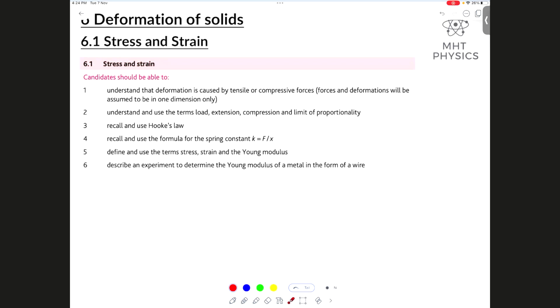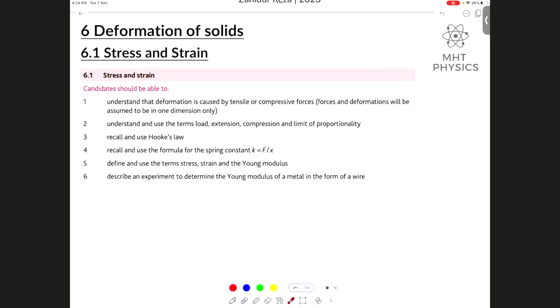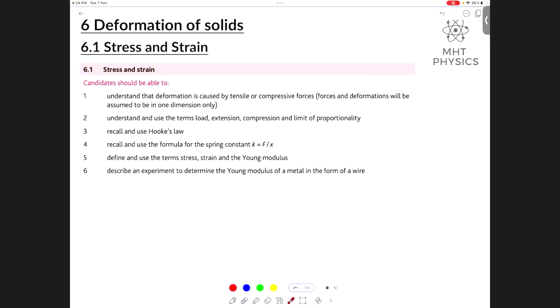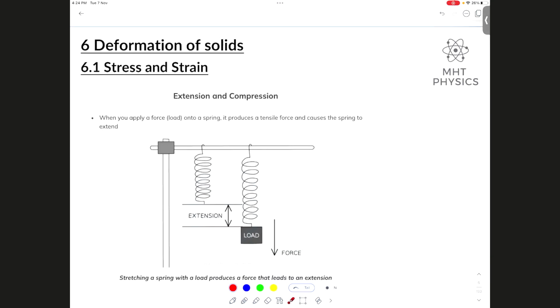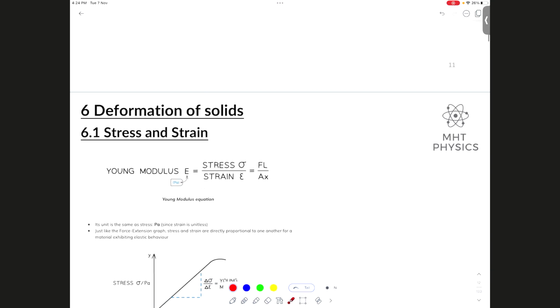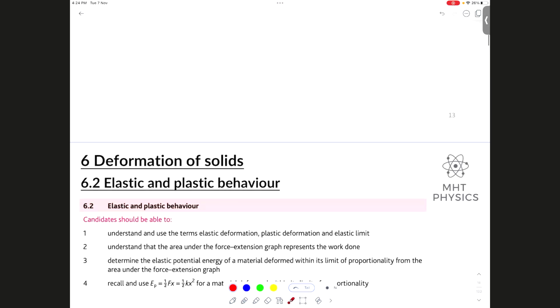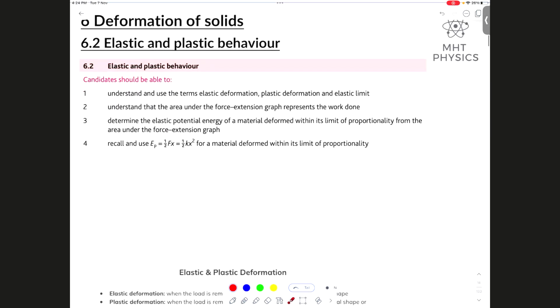Right, let's move on. So look at the screen, you have chapter 6, deformation. Here the first thing is stress and strain, and then we have another topic here, let me show you, 6.2. I think it comes later here, I want to explain what's going on. So 6.2 is elastic deformation, plastic deformation, these things, right?